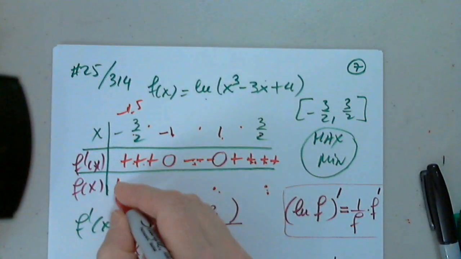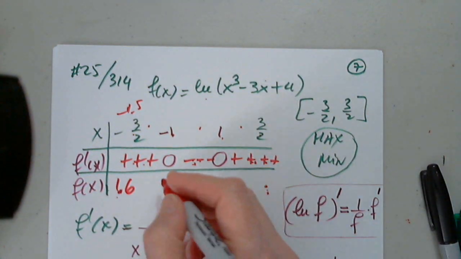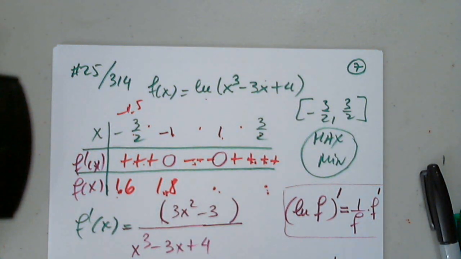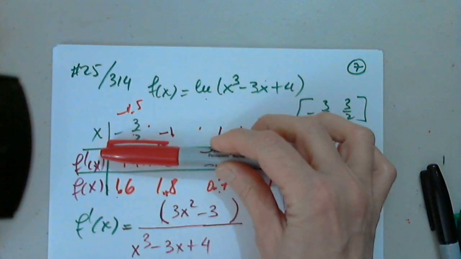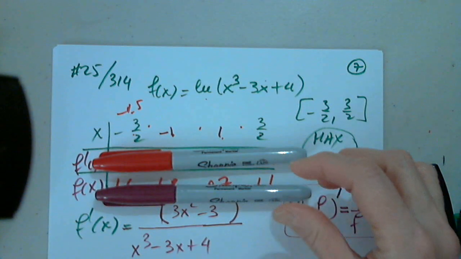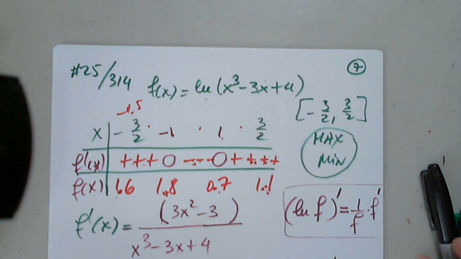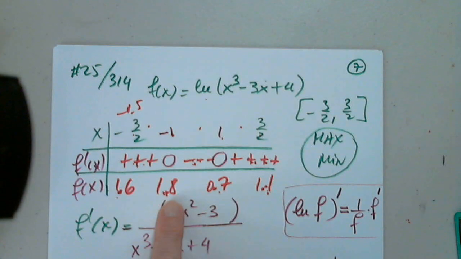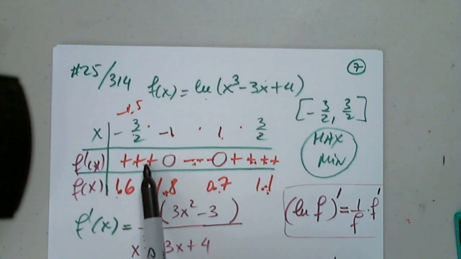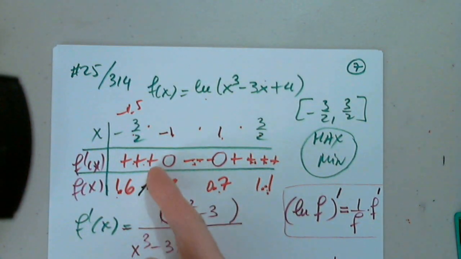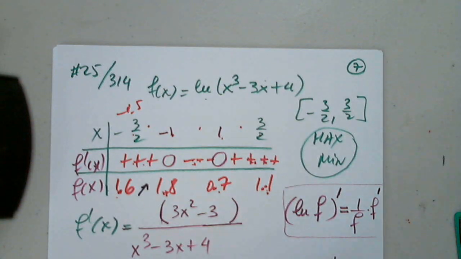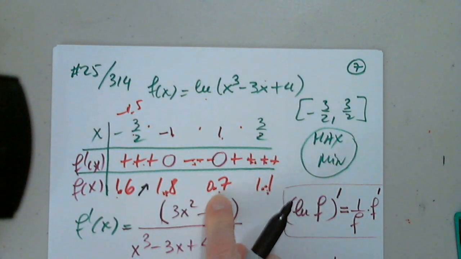So 1.6, then 1.8, then 0.7, and finally 1.1. So now, remember, we have to make sure that these two work well together so we don't have an error. Okay, so let's check. From 1.6 to 1.8, what does the function do? Is that supported by the sign of the first derivative? Yes. Perfect.